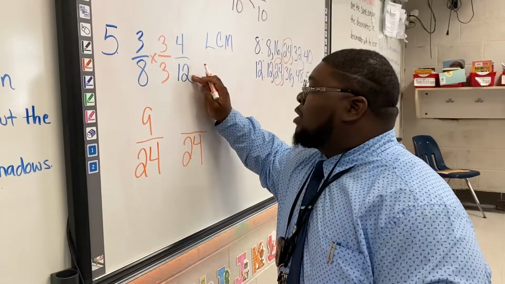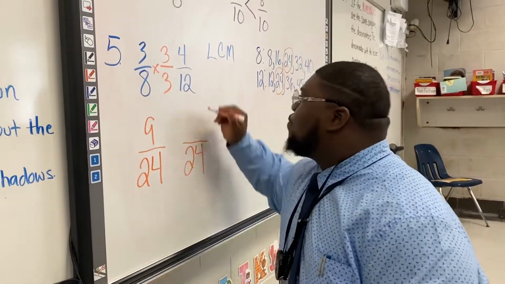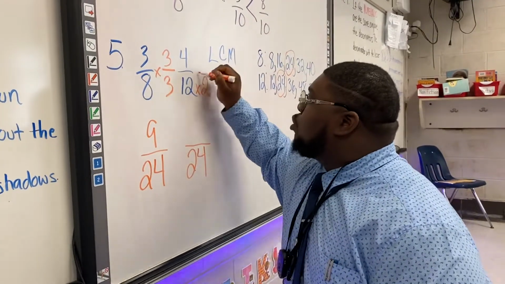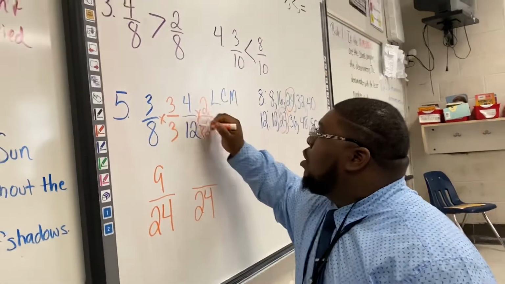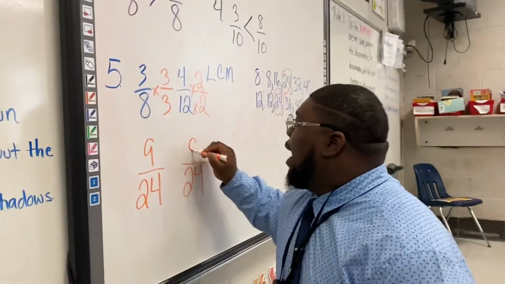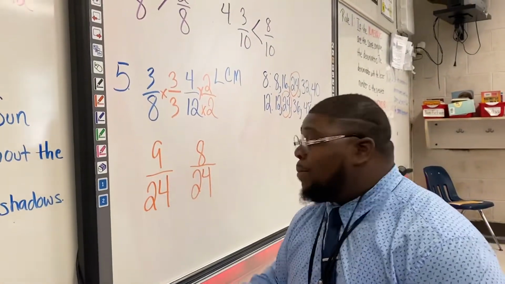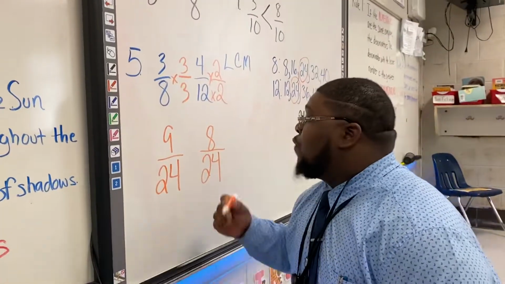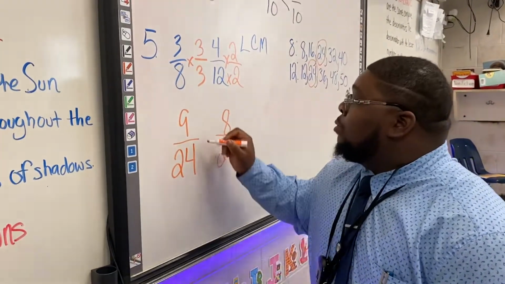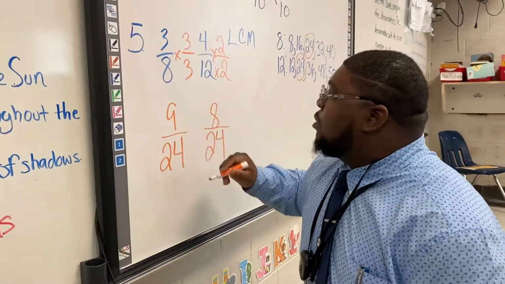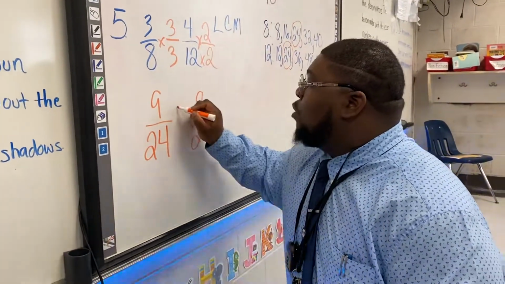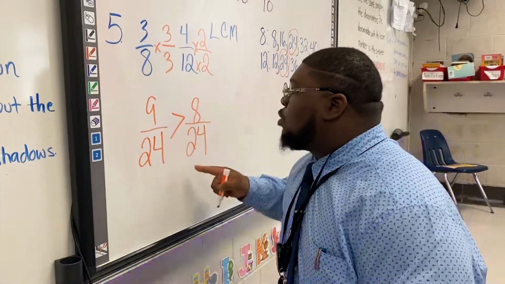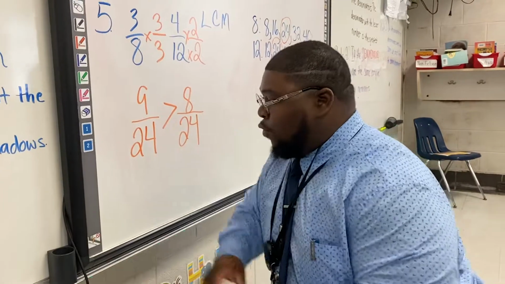For 12, I ask myself, how does 12 get to 24? Times 2. What I do to the bottom, I must also do to the top. 4 times 2 would give me 8. Now I can compare because both of my denominators are now the same. If I were to compare them, it would state that 3/8, which is equivalent to 9/24, is greater than 4/12, which is equivalent to 8/24.